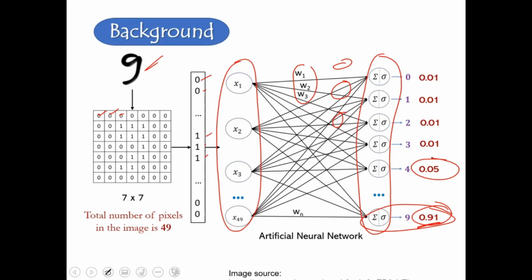Now, this was a small image having only 7 by 7 pixels, that is 49 pixels. But in a real case scenario, suppose this image's size is 1920 by 1080.